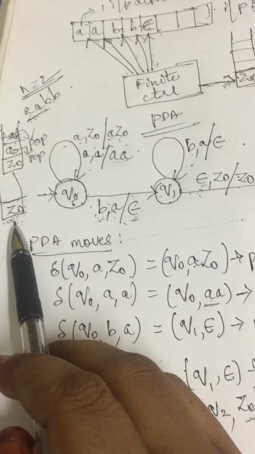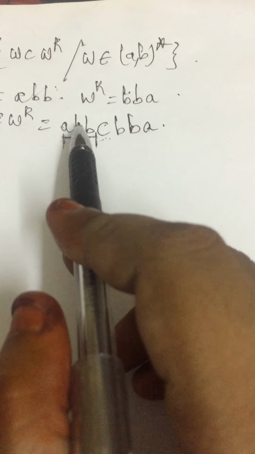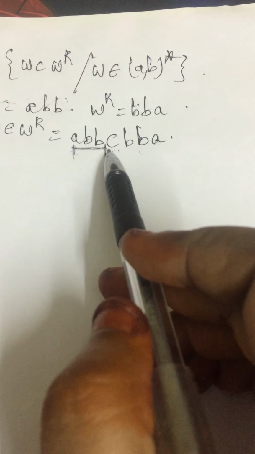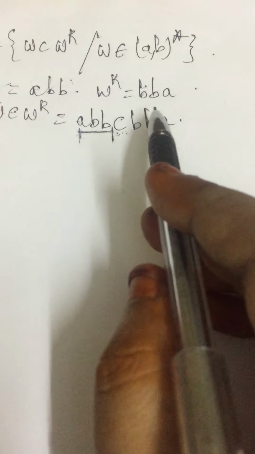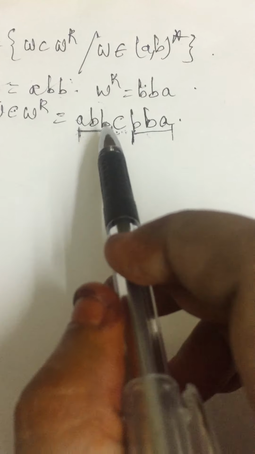That means here the W will be pushed into the stack. Whenever C appears, C is nothing but a separator between W and WR. That means whenever we see the C input alphabet, we just skip that operation, we just skip that step over there. And for the WR, we are going to pop each element of W from the stack.